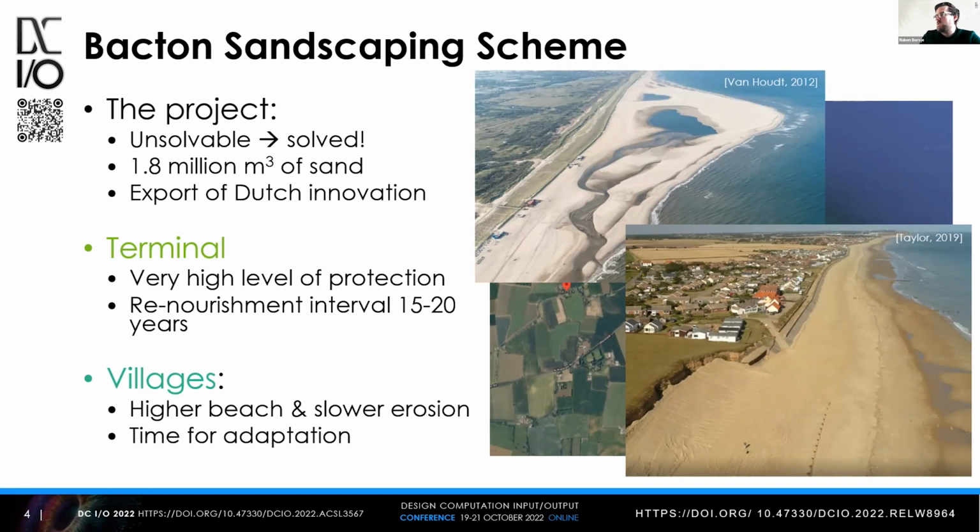And we placed a bulk of sediment in front of the terminal, whilst also broadening the beaches in front of the villages. And over the years, it is expected that bulk of sediment in front of the terminal will be spread by waves and tides towards the villages. Now, it gives a very high level of protection in front of the terminal. We don't need to go back there for another 15 to 20 years to actually do something with that beach. That should be protected. And at the villages, they've got higher beaches, slower erosion, which makes for more recreation and other benefits, and gives them time for adaptation.